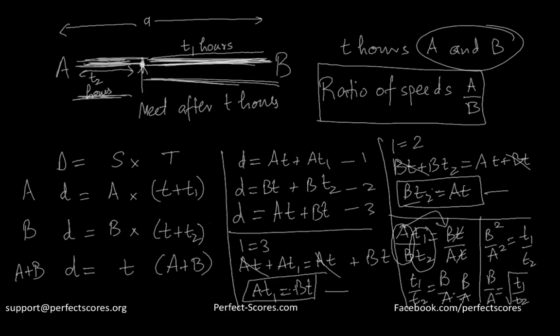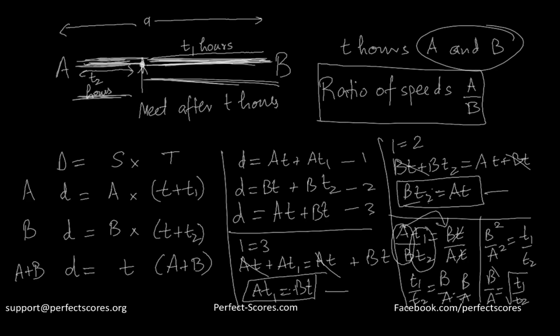So after doing all this, this is what I come to. If after meeting it takes T1 hours and T2 hours for them to cover the remaining distance, the ratio of their speeds is going to be the square root of the inverse of their time taken. You can see that it took T1 hours for A and it took T2 hours for B. So this is what I did. I'll just explain one thing again.